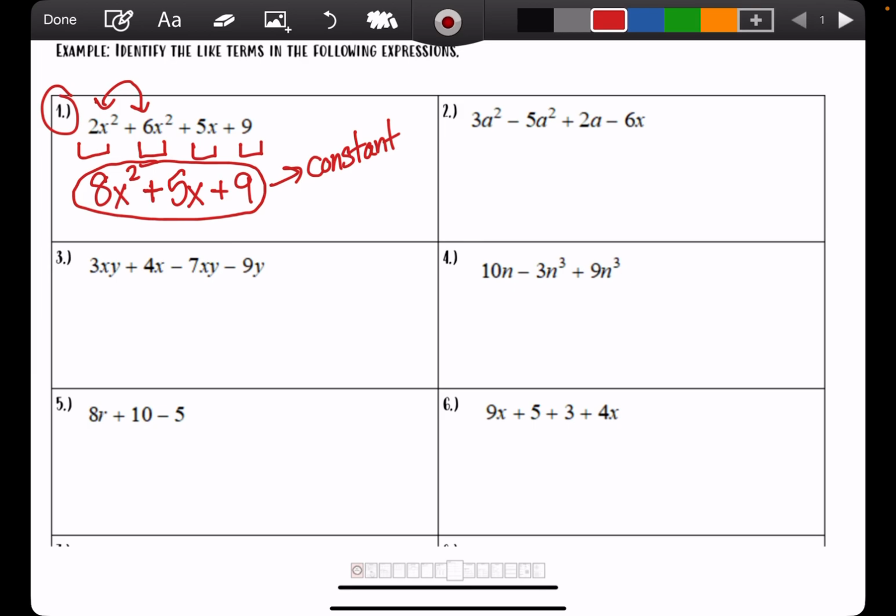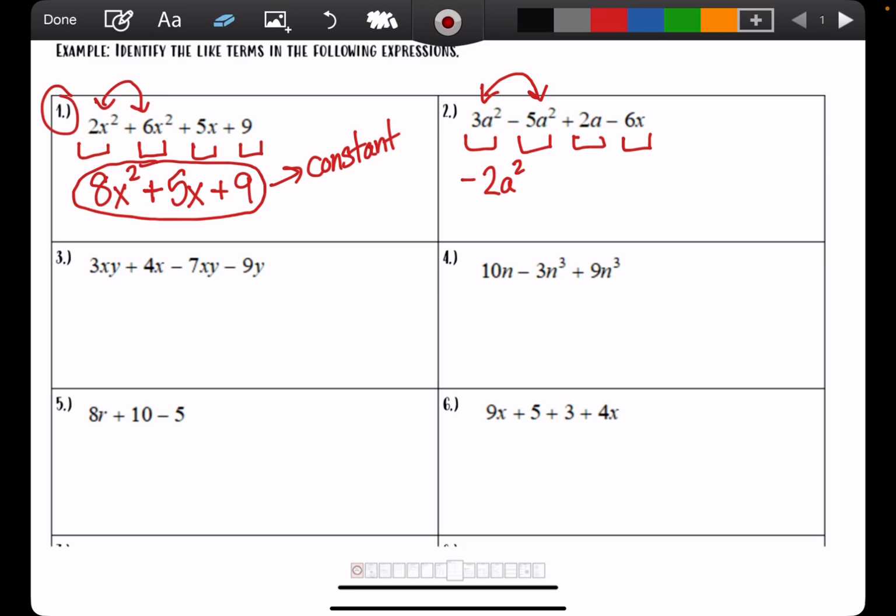Number 2, we've got 3a squared minus 5a squared plus 2a minus 6x. Okay, so we've got 4 different terms again. Let's look at what might be like terms. Well, 3a squared and minus 5a squared both have a squared in their term. That means they have the same variable, and that variable has the same exponent. So those are like terms. So we do 3 minus 5, which is negative 2, and keep the a squared. So 3a squared minus 5a squared is negative 2a squared.